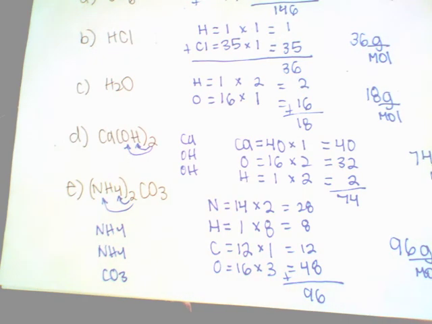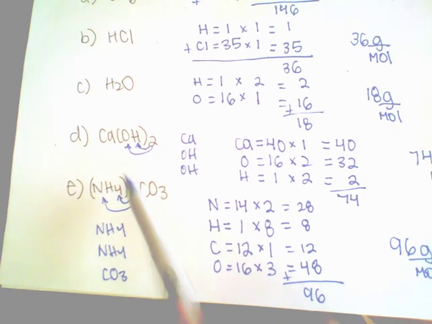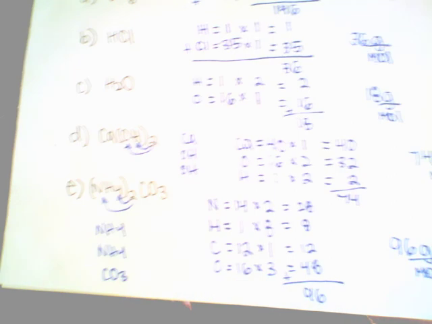If you have a subscript that is just next to an element, that subscript only applies to that element. So this 3 means we have 3 oxygen. However, if you have parentheses around some elements, that means that the subscript applies to everything in the parentheses and inside the parentheses only.